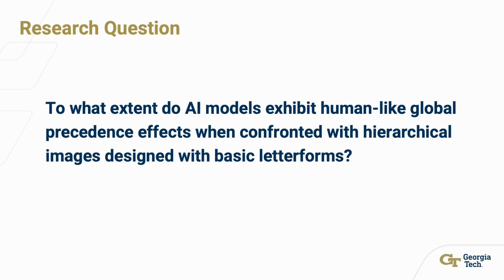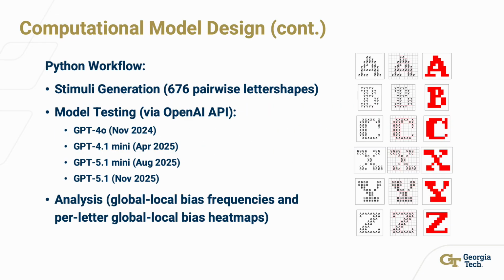As multimodal AI systems begin to perform tasks resembling human visual interpretation, it becomes crucial to ask whether they exhibit these same perceptual tendencies. To test AI models, I designed a Python-based workflow that generated global, local letter shape stimuli, and then prompted four different multimodal AI systems as listed on the screen, and then performed statistical analysis of their responses. In total, I generated 676 pairwise letter shapes, which is 26 global letters times 26 possible local letters, and then generated 2,704 API calls to OpenAI's models. I've listed the release dates here because it will become relevant when discussing results in the next section.